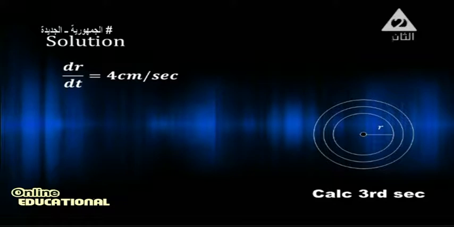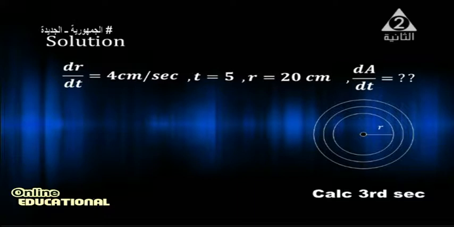We have circles with radius r, and the rate of change of the radius equals 4 centimeters per second. The radius is increasing, so the rate is positive. At t equals 5, the radius equals 5 times 4, which is 20 centimeters. Then what is the rate of change dA/dt with respect to the time t, the related time rate of the area of the circles?